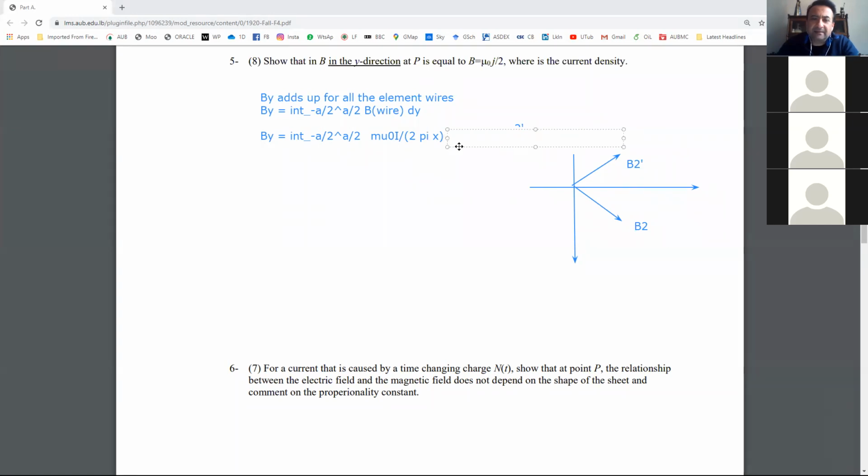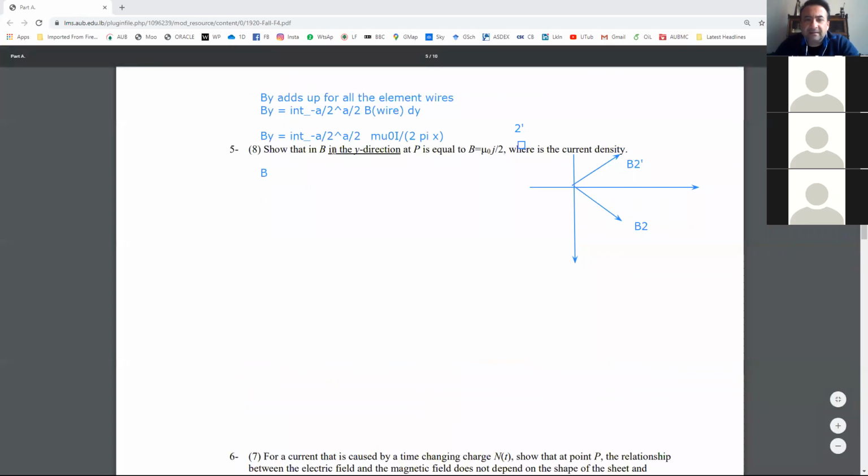All this now gets out. So basically, I'm going to have B equal to mu0 I over 2 pi x. What was the question? Yeah, J. Okay, mu0 J divided by 2.